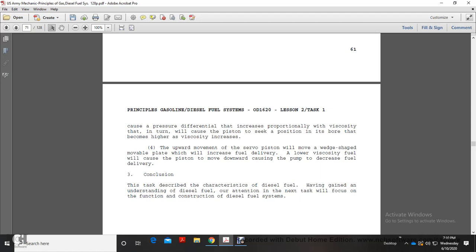Conclusion. Having described the characteristics of the diesel fuel, you will have gained an understanding of diesel fuel. The next task will focus on the function and construction of diesel fuel systems.